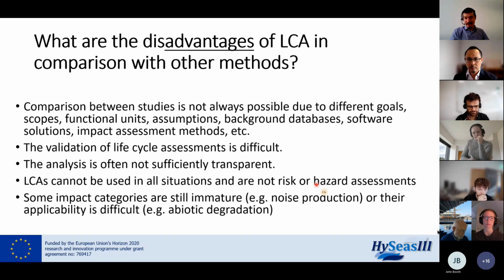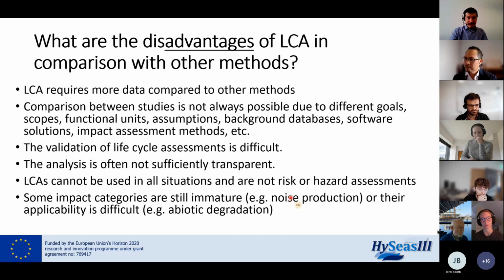And some impact categories are still immature and need more work. I mentioned here, for instance, noise production. There are some people working on those topics, or applicability is difficult. So for instance, abiotic depletion, there is a typo there. For these categories, there is still some lack of research, but there is work on that. And the data requirement is higher compared to other methods and the indicators I showed before.